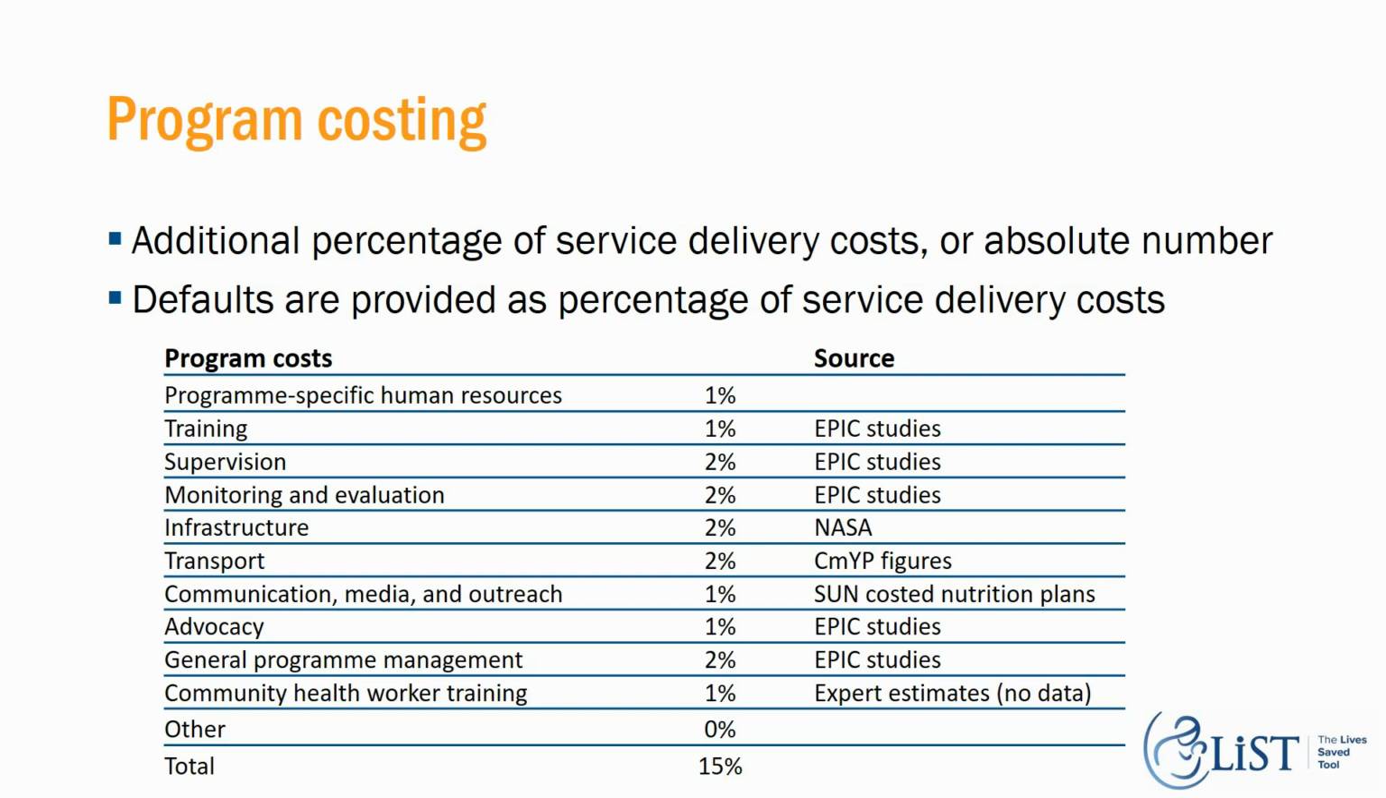So the default numbers that you see here add up to 15%, but these are selectable also. So if you believe that in your case, training, supervision, and monitoring and evaluation are applicable costs, and that makes sense to you, but communication, media and outreach, and advocacy play no place and have no role in your program, then those can be removed or deselected. It's up to you. Once again, the default percentages are default, but they are editable if you have better or more recent data, etc.